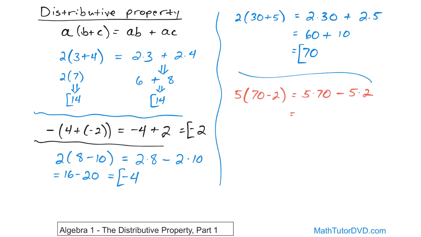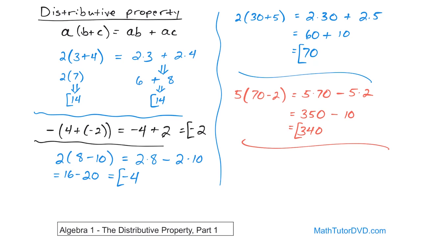So the 5 times 70, if you forget how to do that, 5 times 7 is 35. Then you have an extra 0 here from the 70. So 35 with another 0 is 350. So 5 times 70 is 350. And then you're going to subtract 10 because 5 times 2 is 10. And so you're going to get 340, obviously, because 350 minus 10 is 340.